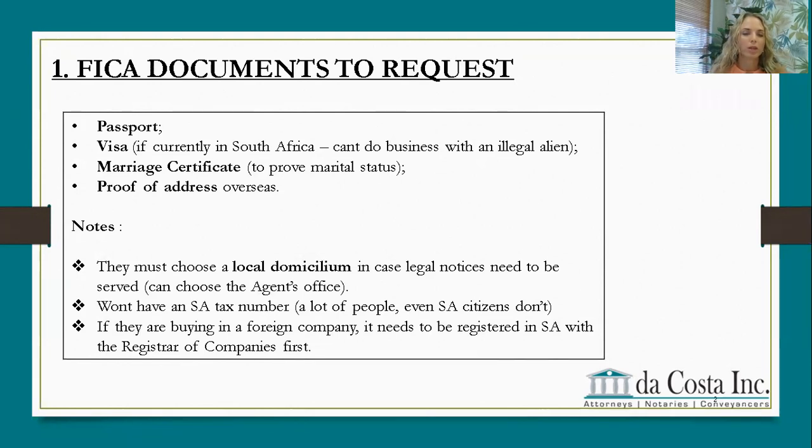All right. So the marriage certificate per se is not for FICA in terms of the act, but you need to know who you need to deal with. So that's why you need to ask for it, okay? And a proof of address overseas. We need to know where they actually live, not a proof of address for here, okay?